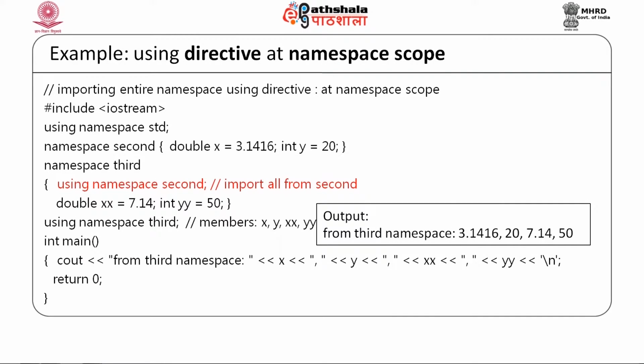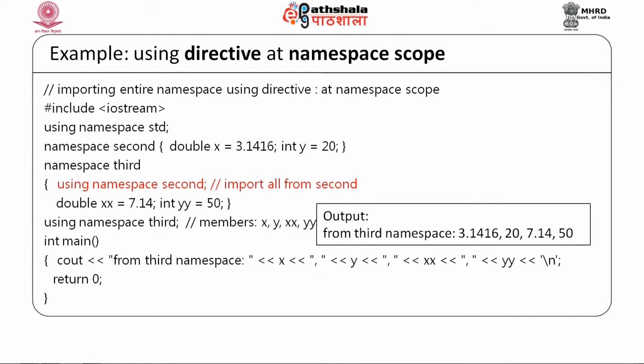Now, example using directive at namespace scope. So, we have seen the using directive at block scope, as well as at file scope, that is the global one within the file. Now, let us see the third way of using directive at namespace scope. When we say namespace scope, it means that we are using the using directive within the namespace definition.